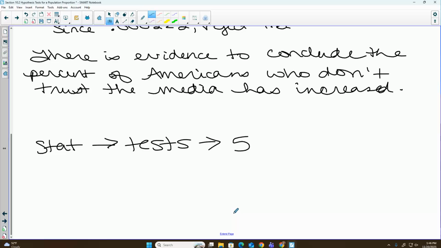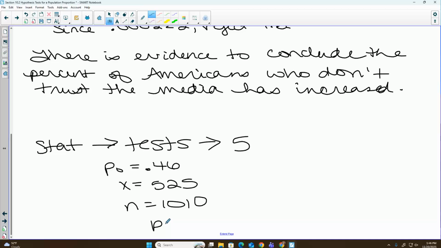And then it asks us questions. P sub 0, that means the P of the null. So 0.46. X, how many in my sample said they did not trust? N, how many did we talk to? And then you have to tell it, what are we testing? So this one we were testing, so you have to highlight the greater than P sub 0, and calculate.